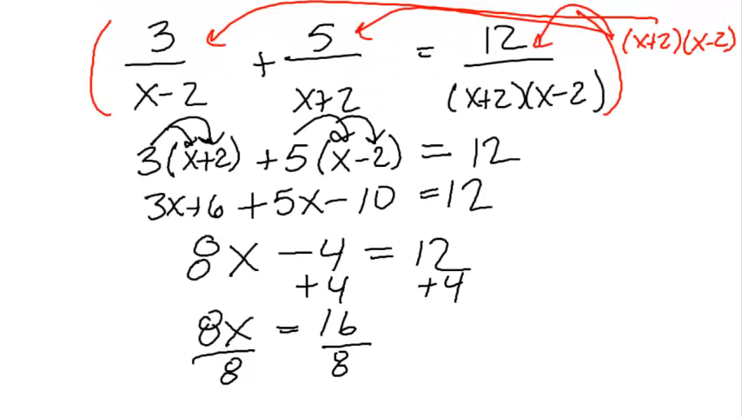We always need to check and see if that is a solution, if it's okay. Now if we put 2 in here for this x, we get 2 minus 2, which is 0, and we cannot divide by 0, so x cannot equal 2. That's not going to work, so this is no solution.